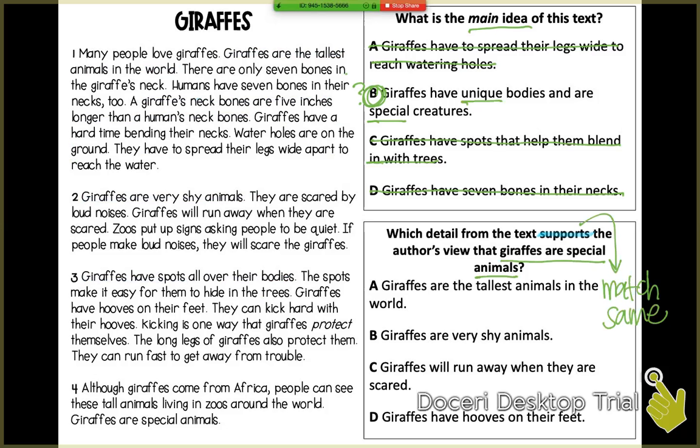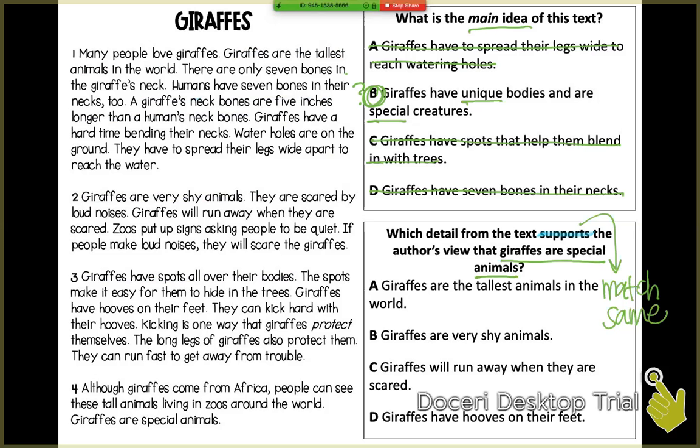Well, let's think about what we read. What makes giraffes special? What's really, really special and unique about just giraffes? Well, I see here that they have spots on their bodies. Well, yeah, lots of animals have spots on their bodies. Leopards, cheetahs, even cows have spots on their bodies. So that's not really super special about them. What about that they're shy?